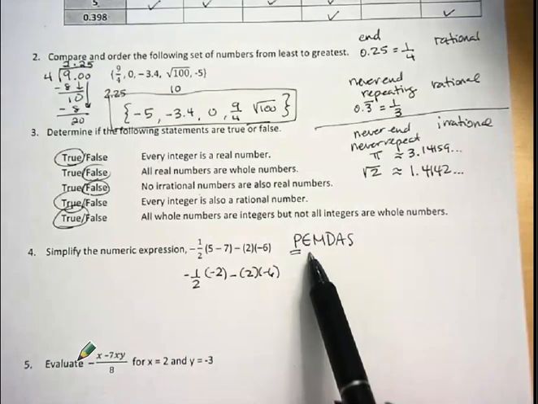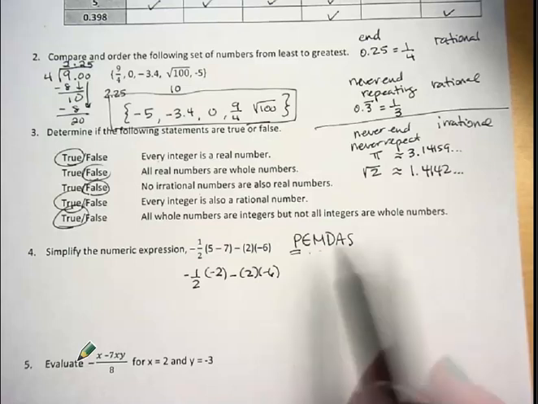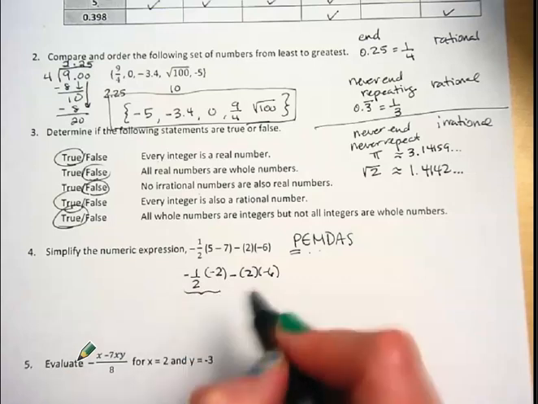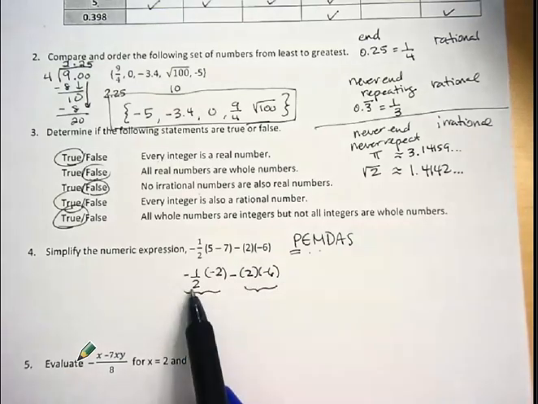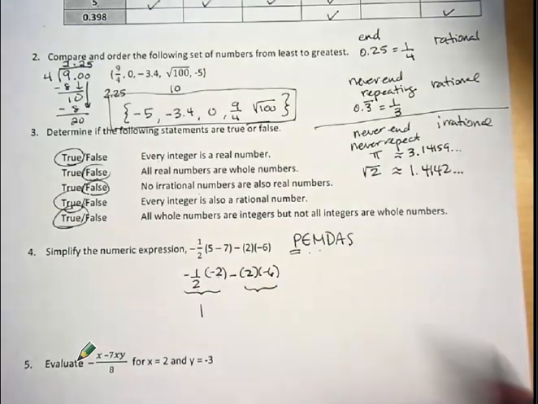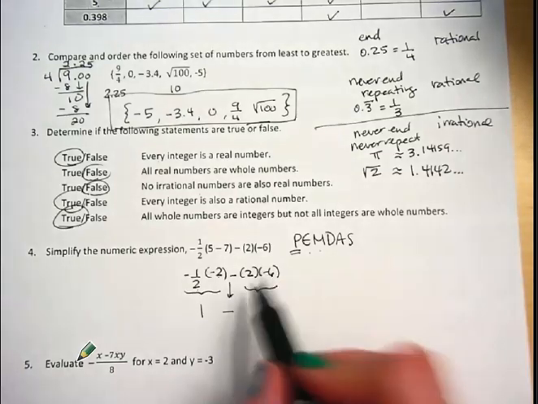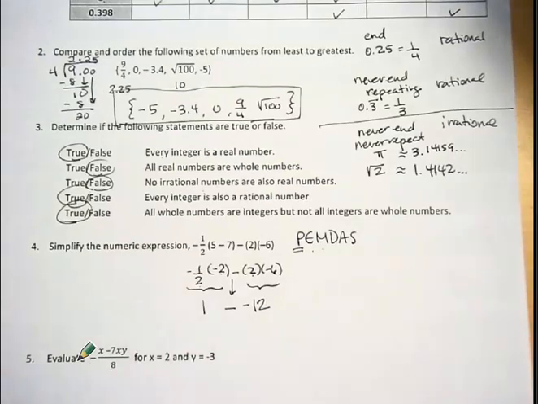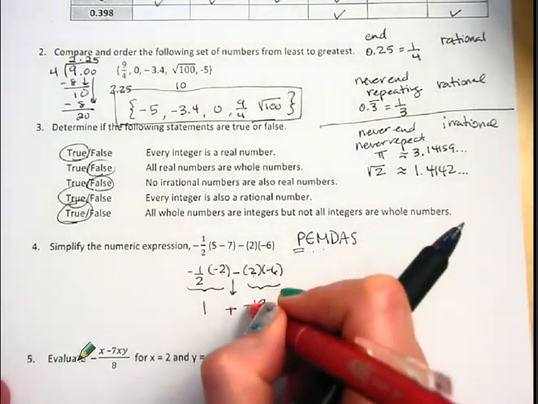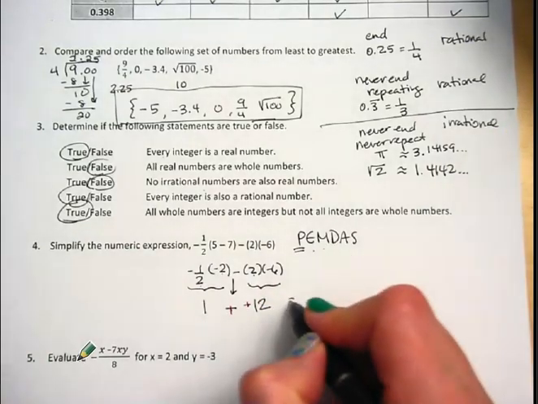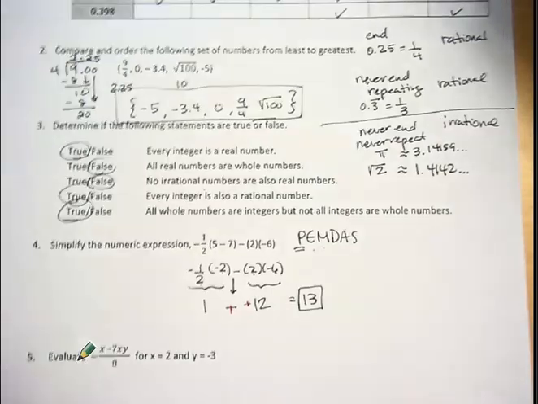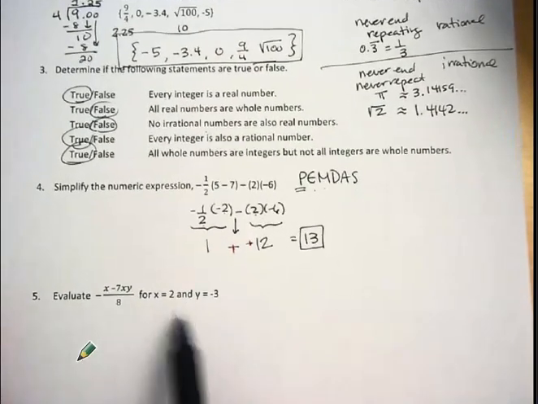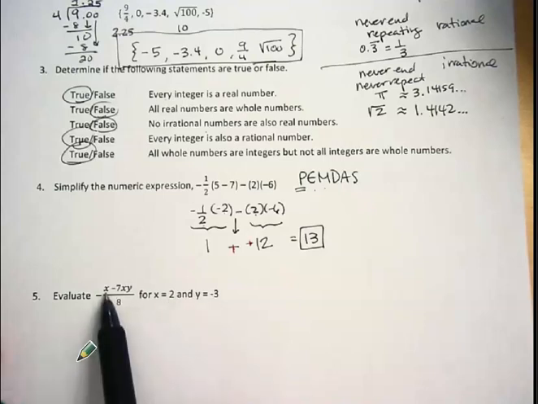So then the next step is exponents. There are none. The next step is multiplication division. There are two multiplications, this one and this one, and I'm going to do them left to right. So I'm going to do half of 2 is 1, and a negative times a negative is positive. So +1. Then I'm going to write down my minus, and then I'm going to do 2 times -6, my next multiplication. That is -12. Minus a negative is a plus, and now I have an addition. 1 plus 12 is 13. For this next problem, we're going to start by plugging in 2 and -3 for my x and y.